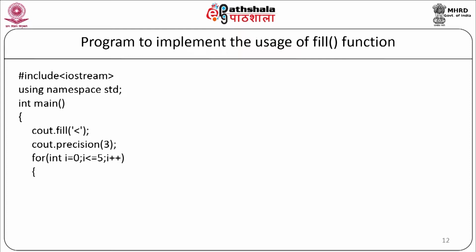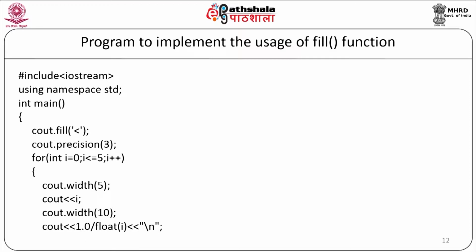Inside the for loop, cout.width is 5, so we are setting the width to 5. Cout, we are printing the value of i. cout.width 10, cout 1.0 divided by float i, \n. If i is equal to 3, cout.fill greater than sign, and our for loop will end.